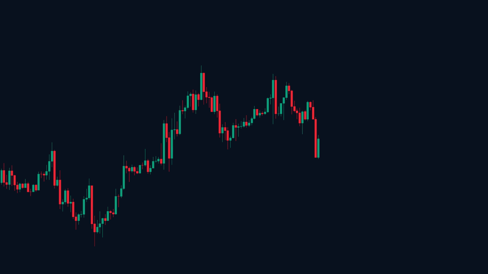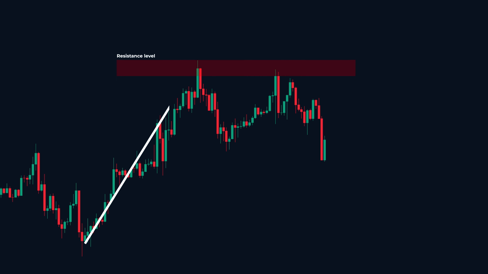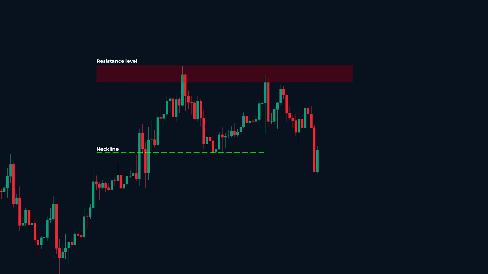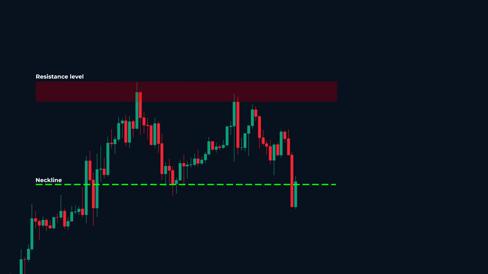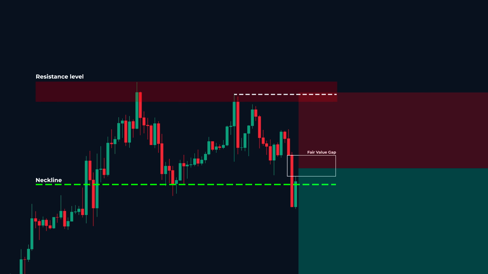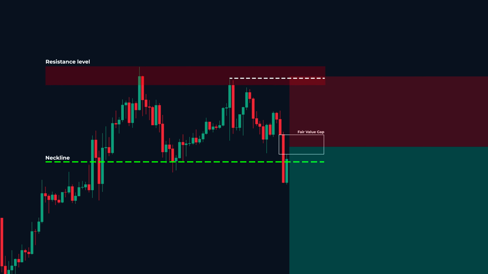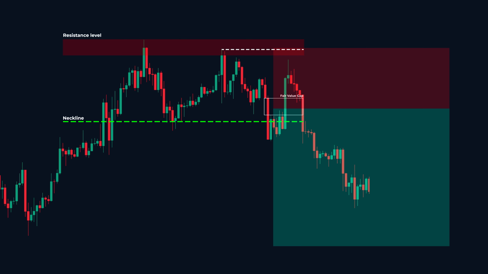Now here's the bearish version. Price rallies into resistance twice, but both attempts fail to make a convincing breakout. That tells us buyers are running out of momentum. Once price breaks below the neckline, sellers take control and the reversal is confirmed. Wait for price to retest the neckline or fill the nearby imbalance before entering. Your stop goes above the second peak and your target is around 3 times your risk.